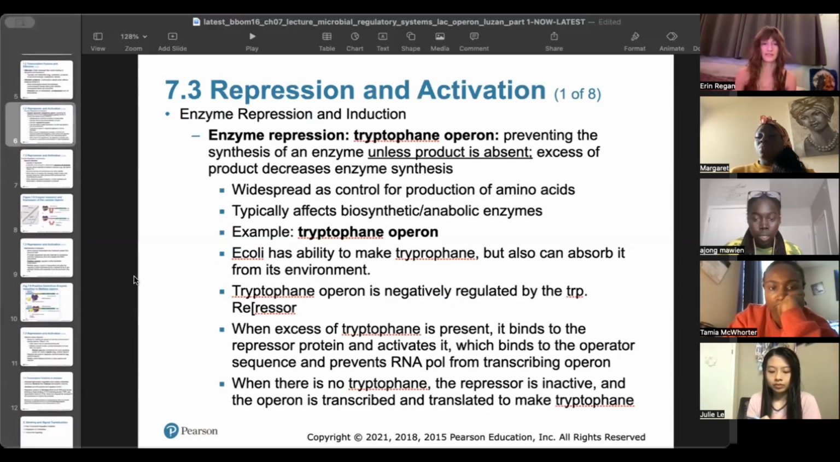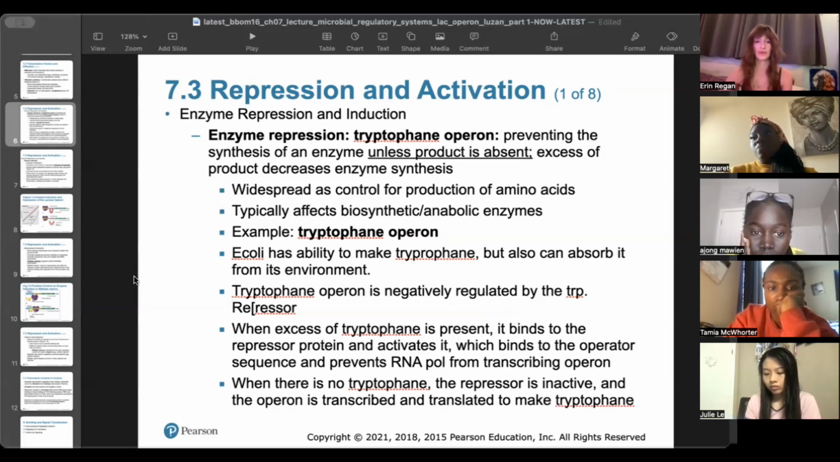In repression and activation, we can have enzyme repression and induction. In enzyme repression, there's the tryptophan operon, which prevents the synthesis of an enzyme unless the product is absent. And then the excess of product decreases enzyme synthesis. So it's widespread as control for production of amino acids and typically affects biosynthetic or anabolic enzymes. An example is the tryptophan operon. E. coli has the ability to make tryptophan, but can also absorb it from its environment.